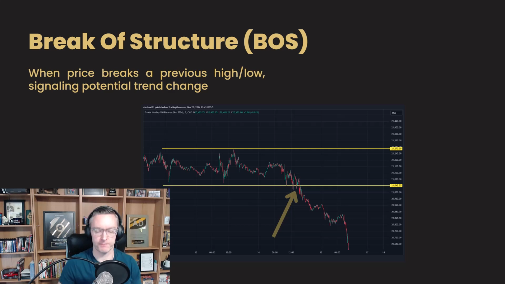Break of structure, BOS. I do talk about this quite a bit as well. This is when price breaks previous highs and lows, signaling a potential trend change. And you can see here that there was a range. It went as high as here, as low as here, bounced up as high as here, as low as here, went up a little bit higher, but then it died off again. It didn't quite go as low as here, so we're in a further consolidation in this area than we were even over here, but it looks like the buyers ran out of steam. Nobody was getting any higher than this support, this resistance level.